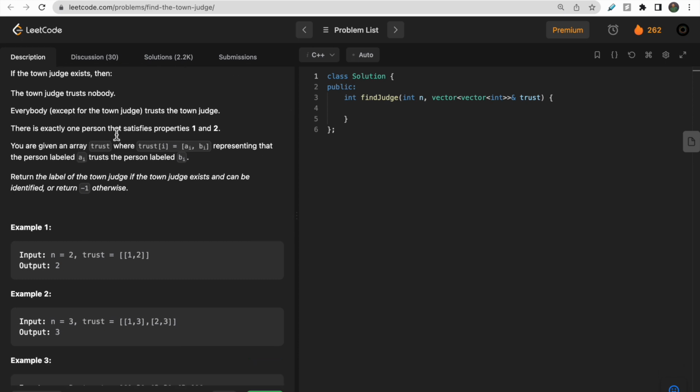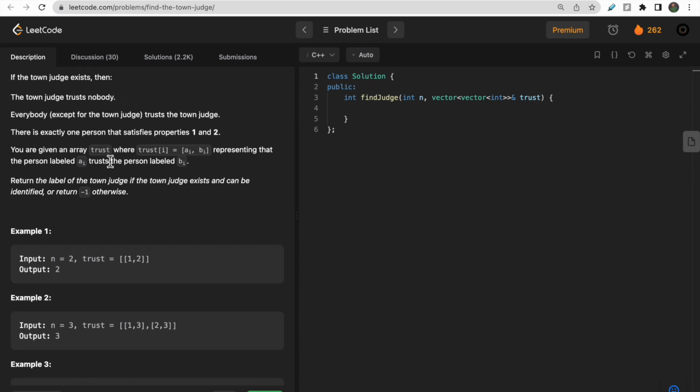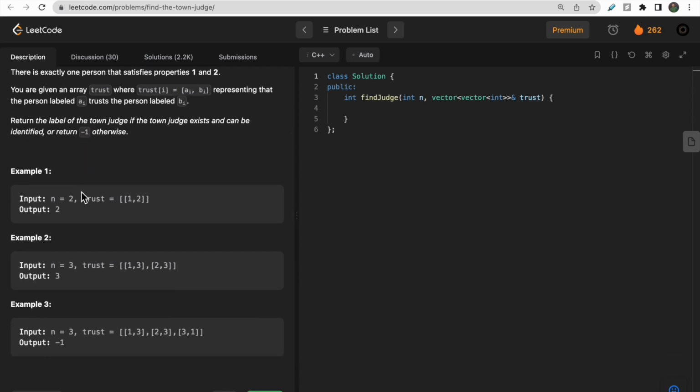There is exactly one person that satisfies properties 1 and 2. For the trust definition, we are given a trust array where trust[i] equals [ai, bi], which represents that person ai trusts person bi. We need to return the town judge if it exists, else we return -1. Now let's take a look at the examples.